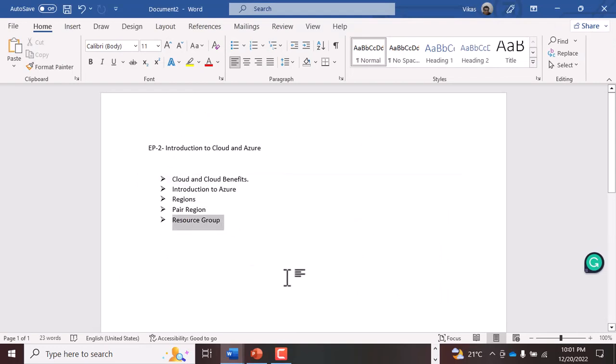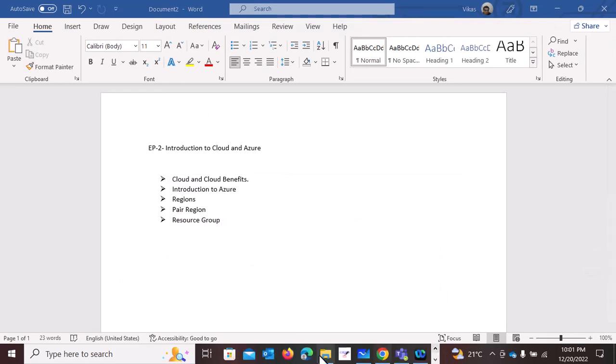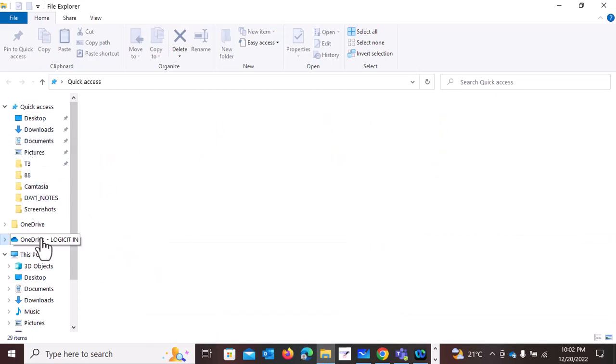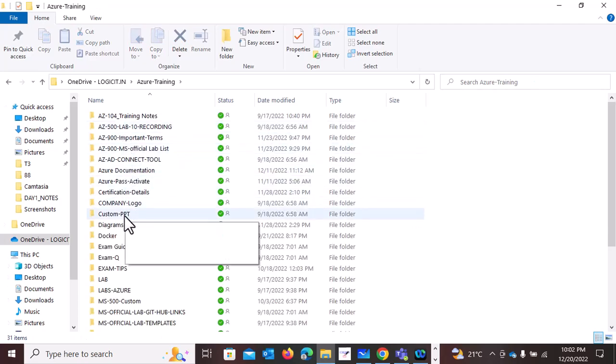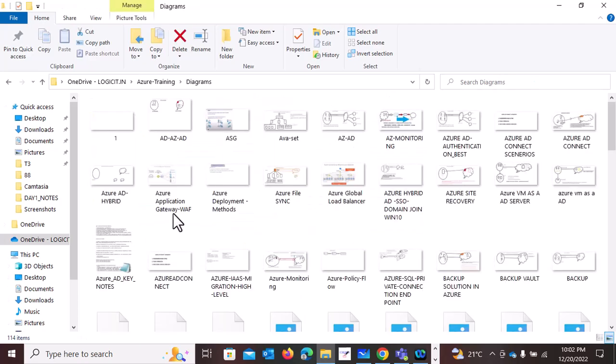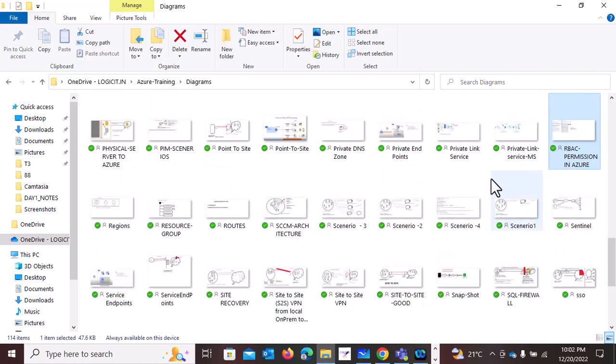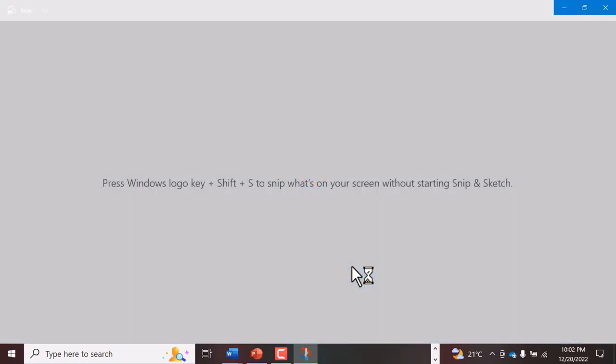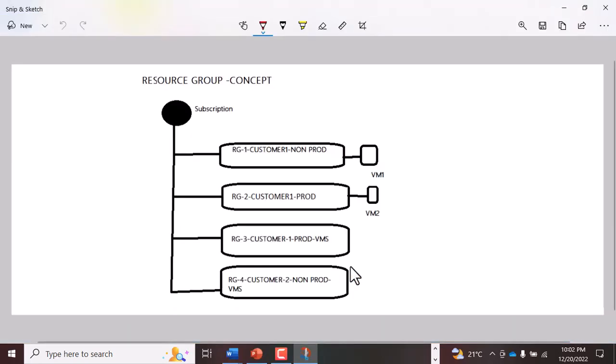Now, next is resource group. So I'll open one diagram, OneDrive, Azure Training, diagrams, and resource group. So a resource group is a container. Without this one container, you cannot deploy anything in Azure. So you see, this is called my root. This is my container. So the question comes, why do we need multiple containers? So the resource group is like a folder where you can deploy your resources.